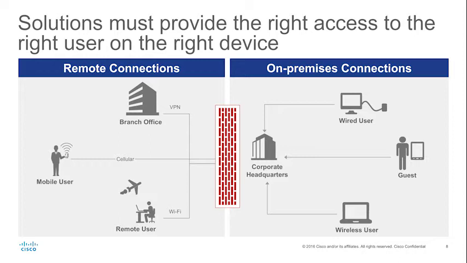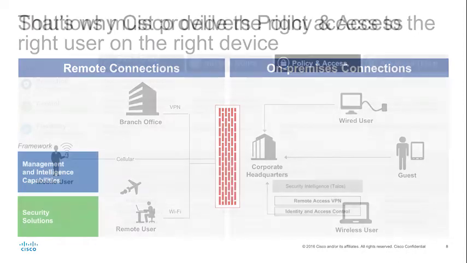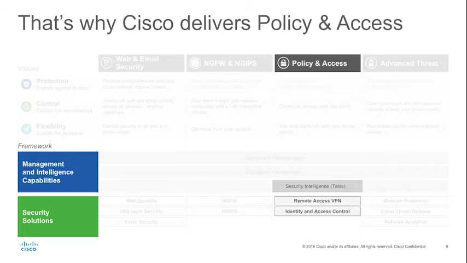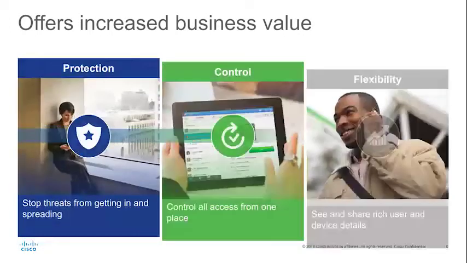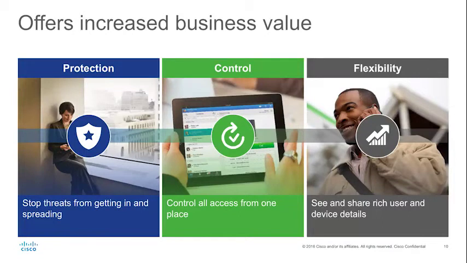That's why Cisco provides the best policy and access solution. As we've seen before, policy and access includes remote access VPN and identity and access control solutions, all coupled with Cisco's robust management and security intelligence. These solutions all come together to deliver value to businesses with users whenever and wherever they connect. Cisco's policy and access solution stops threats from getting in and spreading, controls all access from one place, and enables customers to see and share rich user and device details. Together, these solutions provide business flexibility and deliver enhanced protection before, during, and after attacks.